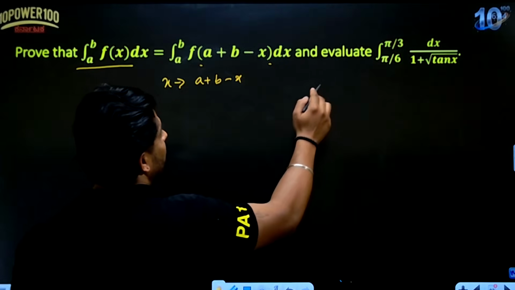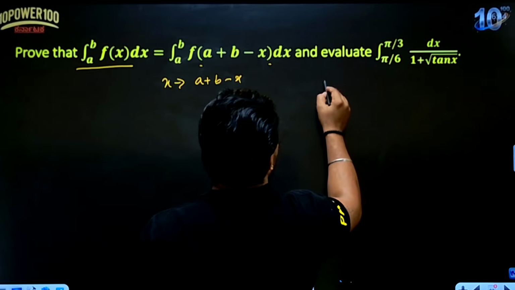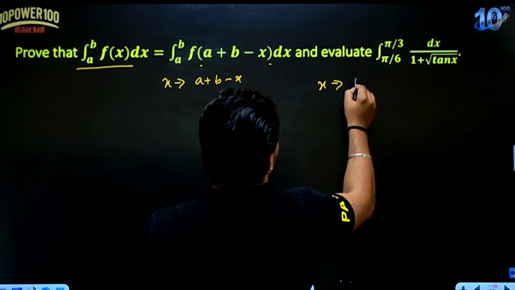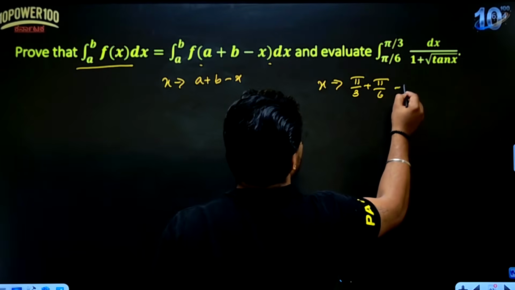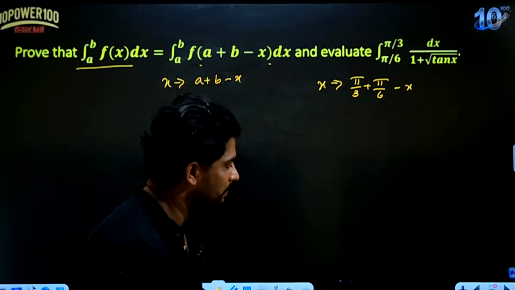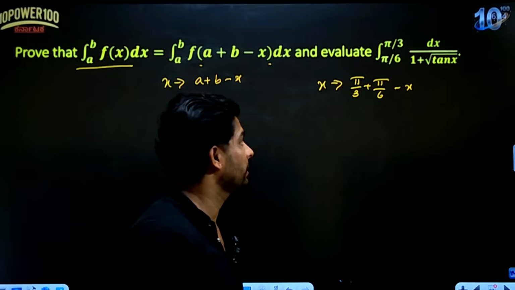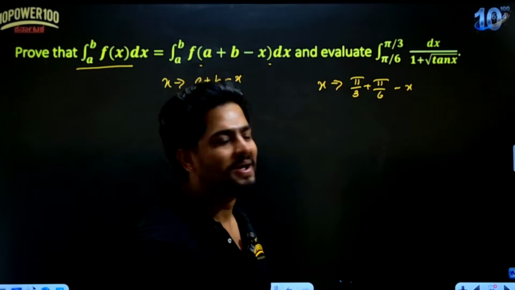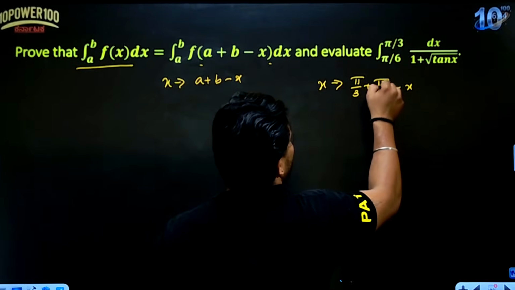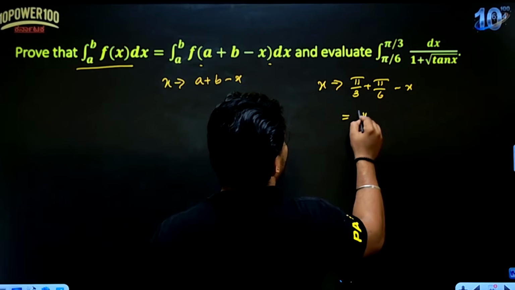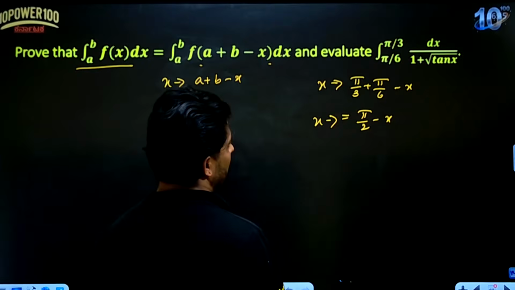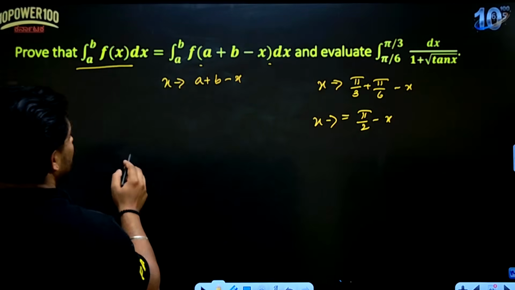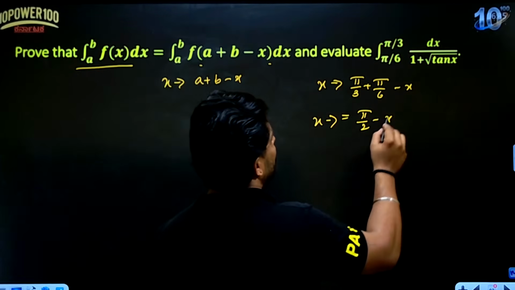Okay, now we'll apply the same property here. So you have to replace x by pi by 3 plus pi by 6 minus x. Pi by 3 is 60 and this is 30, so that is 90. So pi by 2 minus x. Okay, x you replace by pi by 2 minus x. So then, I'll just rewrite this.